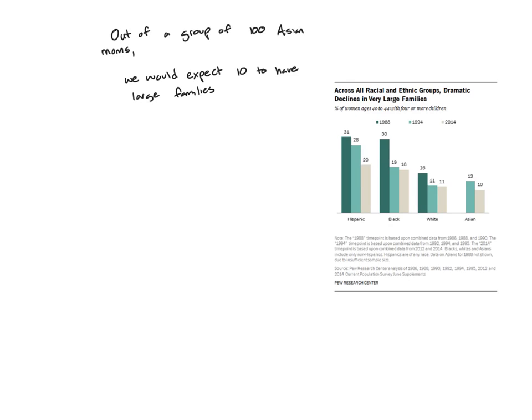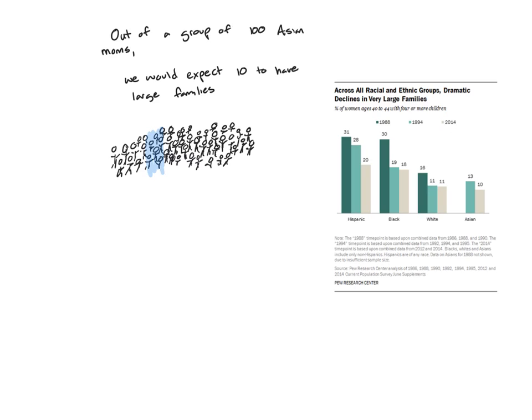In the last video, we showed that out of a group of 100 Asian moms, we would expect 10 of them to have large families. The thing to realize, though, is this isn't always going to be true. That is, even if we're doing a random selection, not every group of 100 Asian moms is going to have exactly 10 of those women having large families.